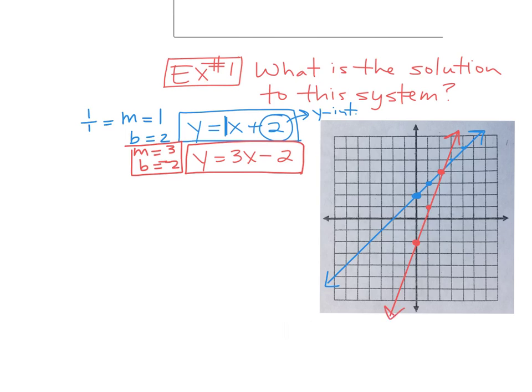Okay, but our solution is this. What point is that? That is (2, 4), right? 2 to the right, and then 1, 2, 3, 4 up. So that is the point (2, 4), and that is your answer. So you're just graphing two lines, seeing where they meet, and naming the point that they meet at.